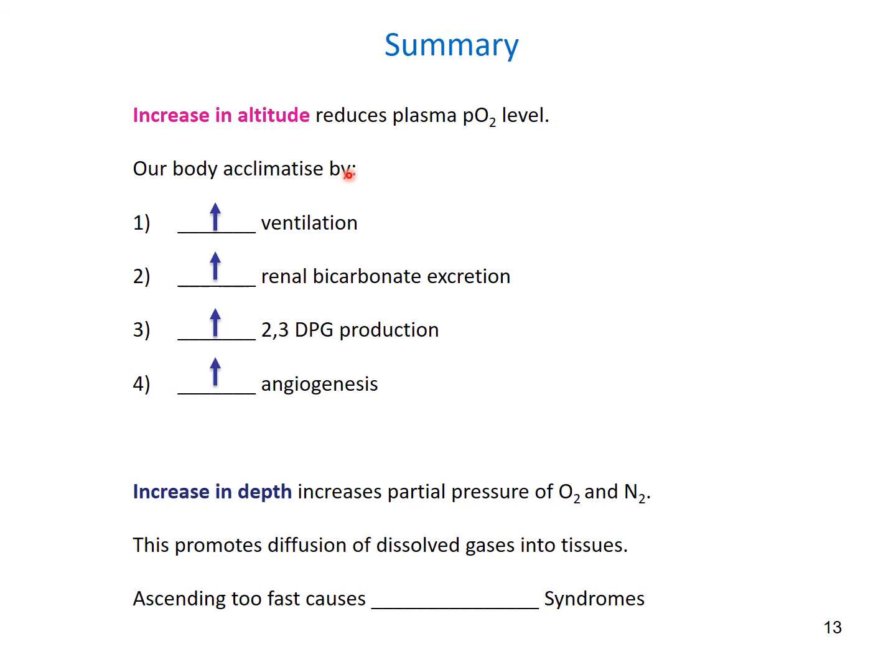While in the second part, you have learned that an increase in depth causes the increase of the partial pressure of all gases, such as oxygen and nitrogen, and that promotes more diffusion of dissolved gases into our tissues. As a consequence, ascending too fast can cause decompression syndrome.